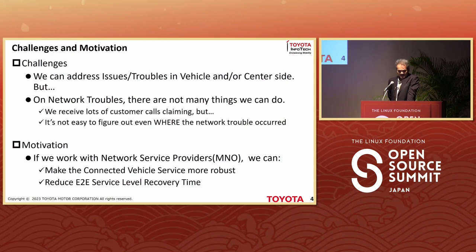And here, challenges and motivations. As I stated, as far as the vehicle side or the center side, we can address issues or troubles by ourselves. But on network troubles, there are not so many things we can do. And during the troubles, we receive lots of customer complaint calls. And it's a little bit hard and painful work. And here's the motivation. If we can work with the network service providers, MNOs, like KDDI folks, we can do additional things. Okay, so this is a primary high-level motivation.